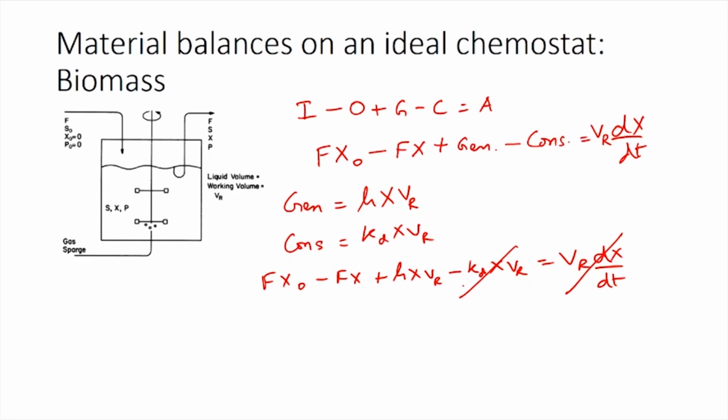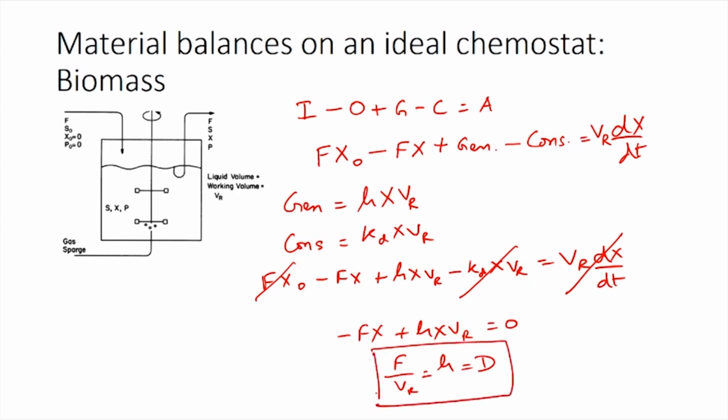If you have a sterile feed, this x naught goes to 0, giving you the equation minus Fx plus mu x VR equals 0. From here we get F by VR equals mu. This is also equal to D, the dilution rate. We already know that F by VR is the dilution rate. So, by altering the volumetric flow rate to the system, we can alter the specific growth rate of the cells. This makes the chemostat a very useful tool for performing biochemical reactions.